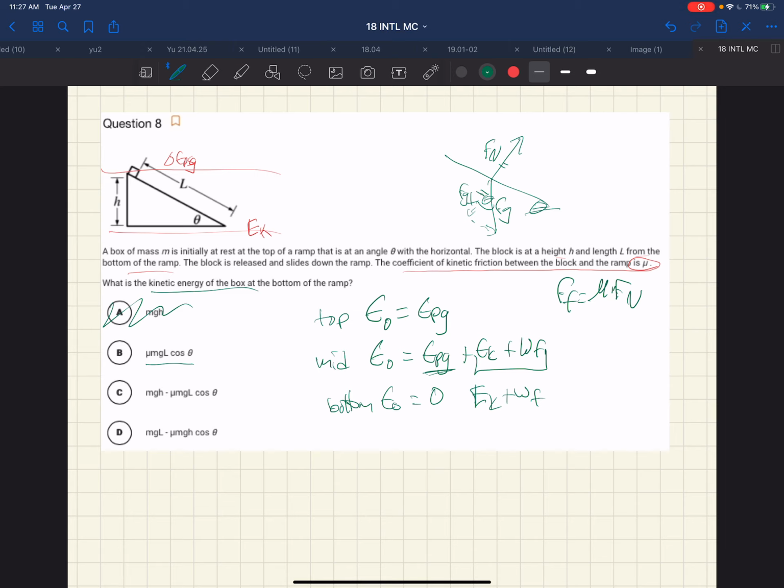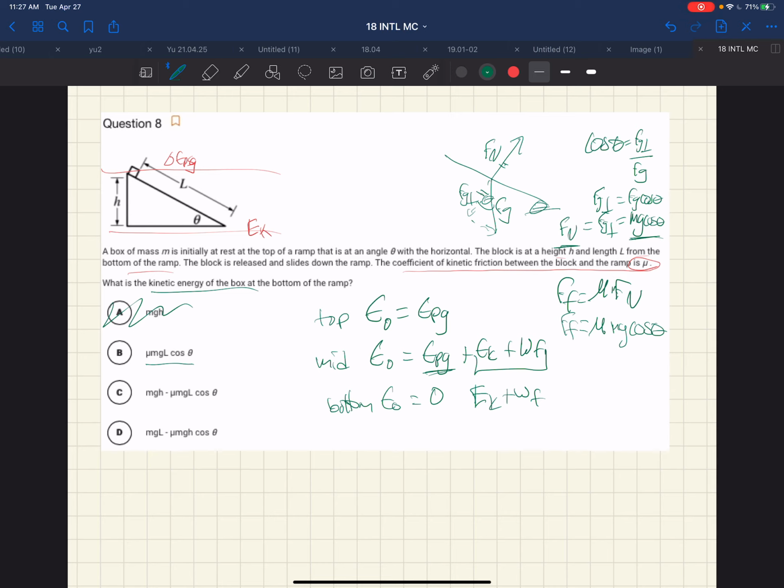So in any case, if we want Fg perpendicular, which is equal to Fn, then the cosine of theta is Fg perpendicular all over Fg. And Fg perpendicular is Fg cosine theta, which is mg cosine theta. That is the force of gravity perpendicular. It is also the force normal. So the force normal is mg cosine theta. So we look at mu mg cosine theta. Mu mg cosine theta is that force of friction.